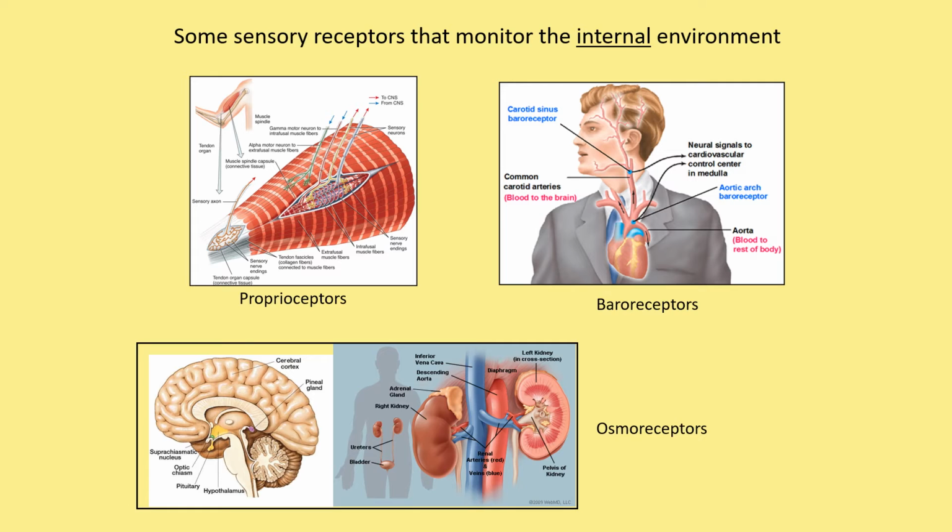And osmoreceptors, gosh, what do they monitor? Maybe they monitor the concentration of a body fluid. Ding, ding, ding, ding. That would be correct. Osmoreceptors. And here the examples that are shown are in the hypothalamus as well as in the kidney. You have osmoreceptors other places as well. They are monitoring the chemical composition and the concentration of body fluids like blood, like cerebrospinal fluid, like urine that's in the process of being made.